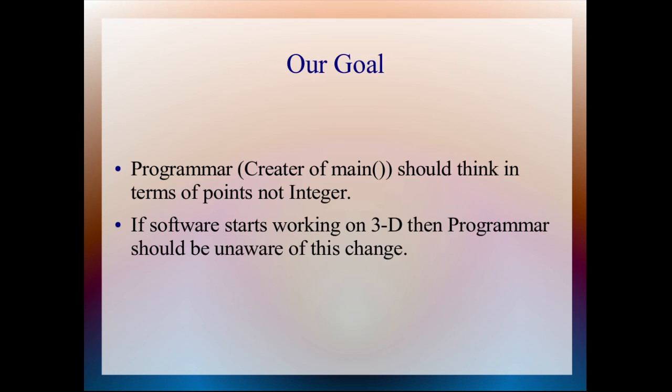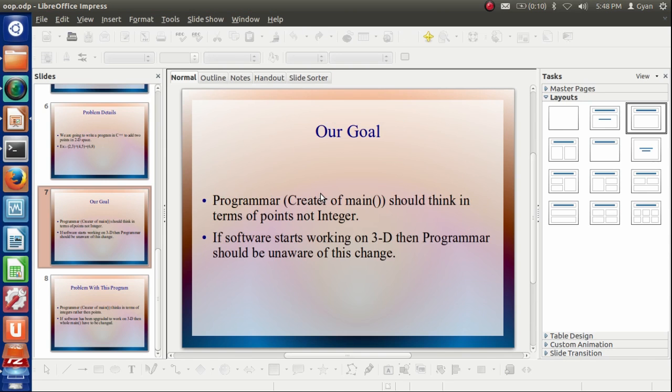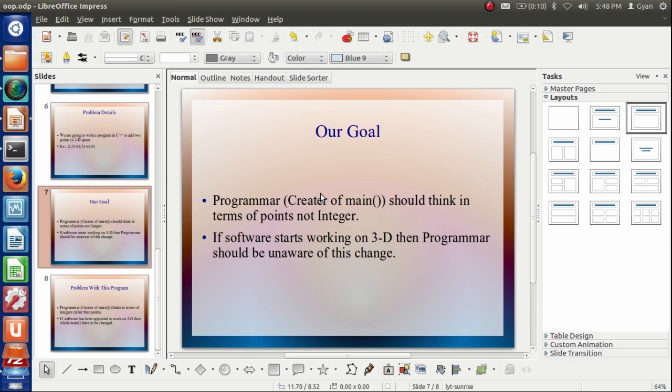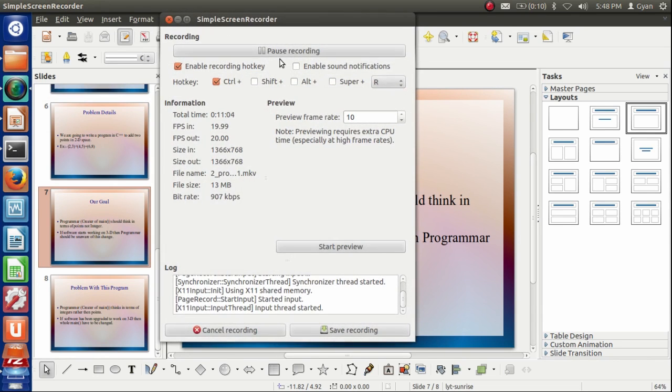What is our goal? Our goal is that programmers should think in terms of points, not integers. If the software starts working on 3D, then programmers should be unaware of this change. Okay, and we are going to achieve these goals. In fact, for the first goal, we will force our main to think in terms of points rather than in terms of integers in the very next video. For now, bye.